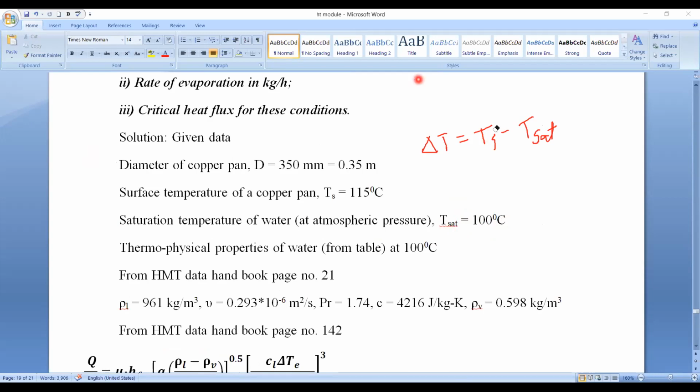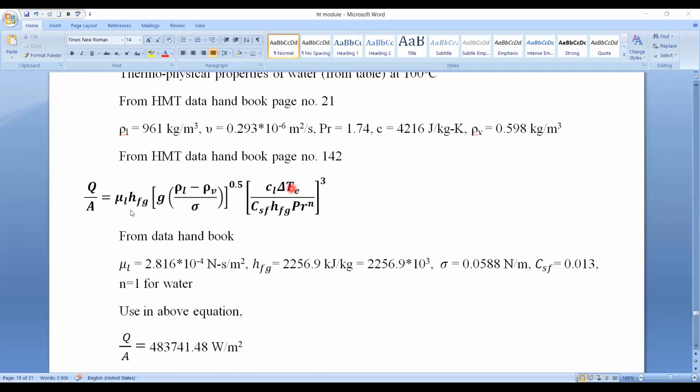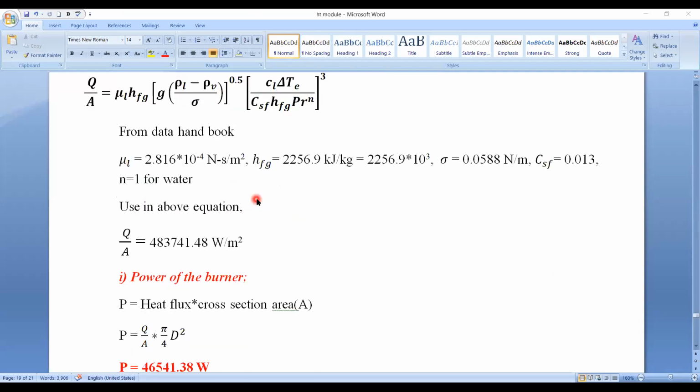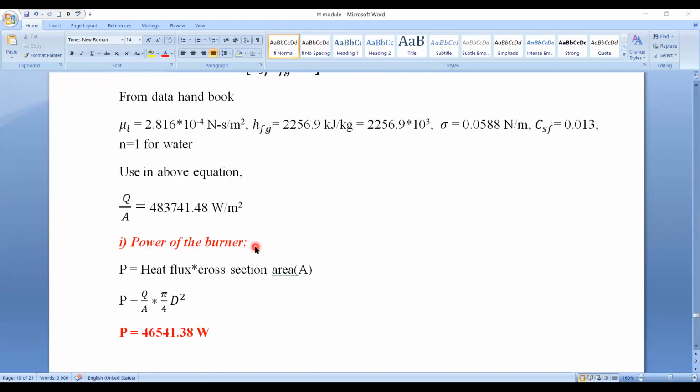Now, after substituting all the values and calculating precisely, you will get the value of Q by A, the heat flux, as 483,741.48 watt per meter square. This is the value of heat flux.